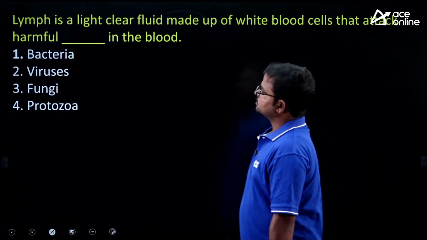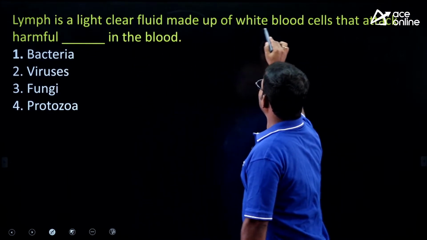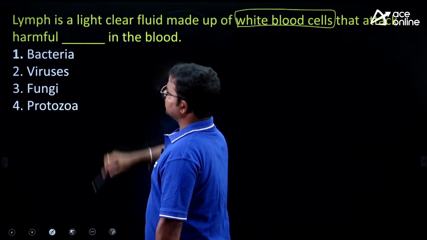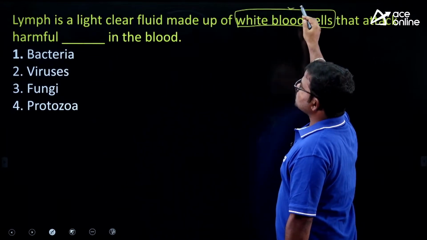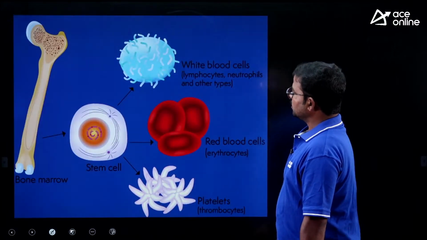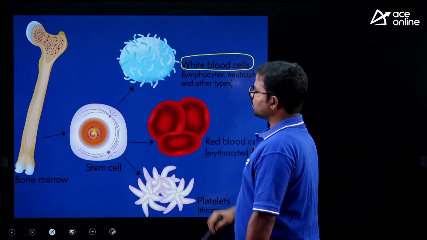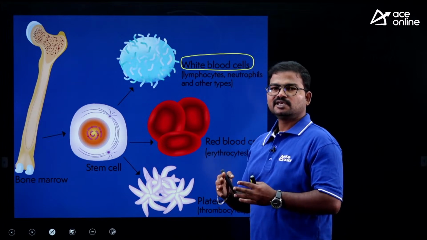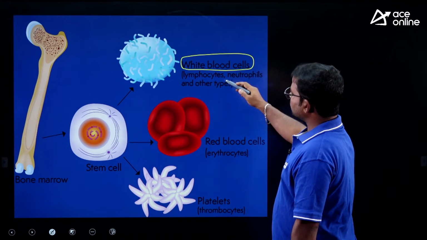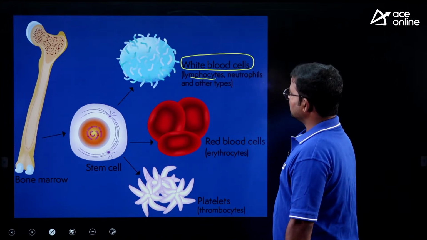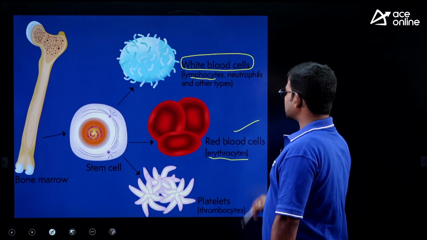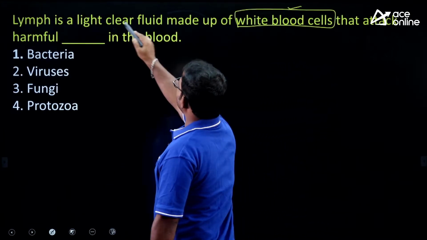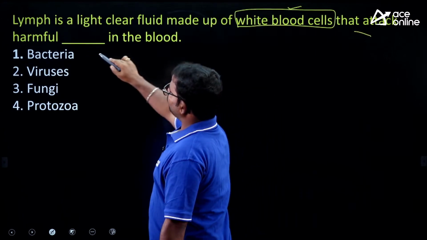Next one. Lymph is a light clear fluid made up of white blood cells that attack harmful dash in the blood. We know that white blood cells are also called lymphocytes. White blood cells are responsible for the immunity of human beings. If the number of white blood cells increases, it is responsible for the immunity power of human beings. Red blood cells are called erythrocytes. But here they mentioned lymph is a light clear fluid made up of white blood cells that attack harmful dash in the blood.